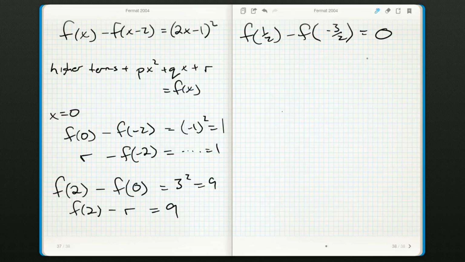We want p plus q. So if maybe we had f of 1, we get p plus q, all the x's would go to 1s, certainly. That's not particularly helpful here.